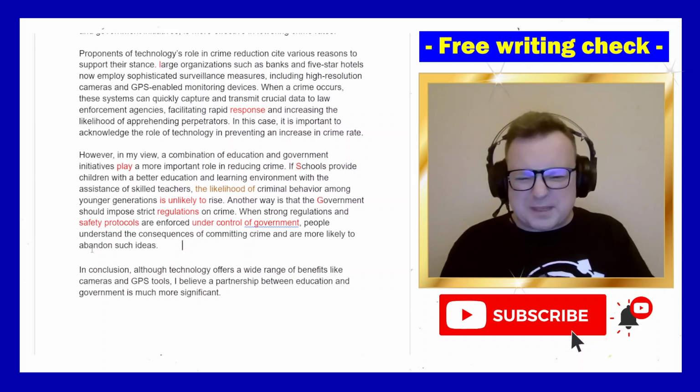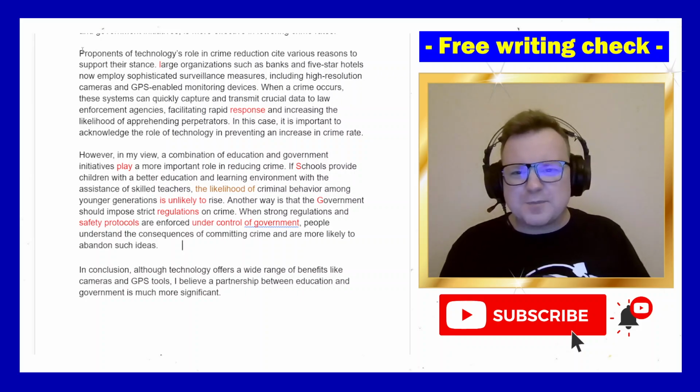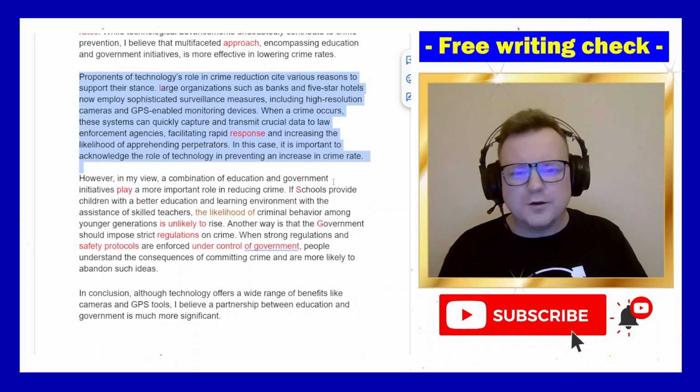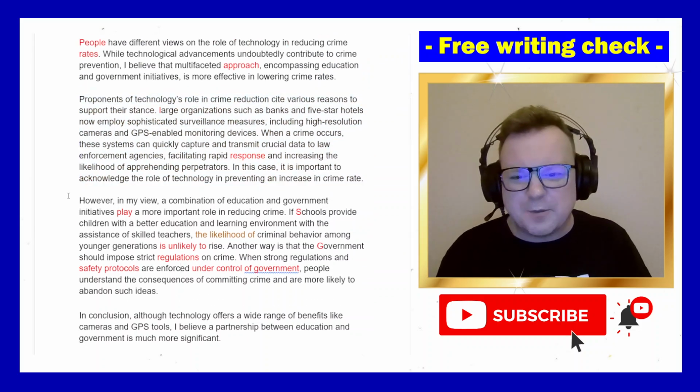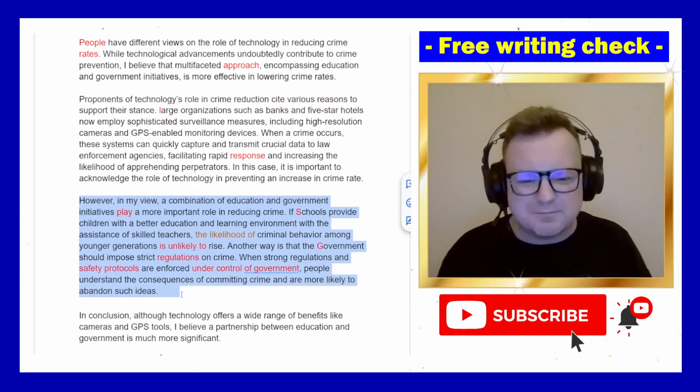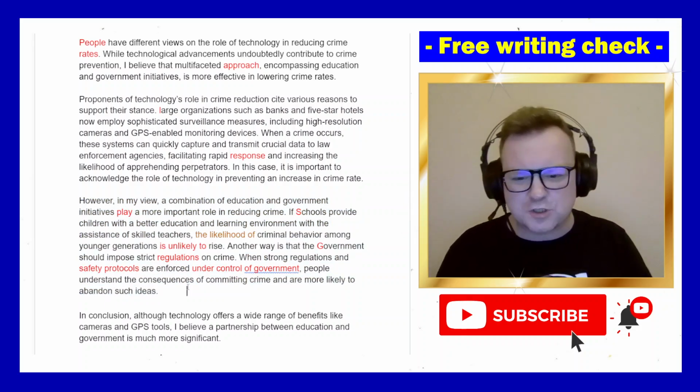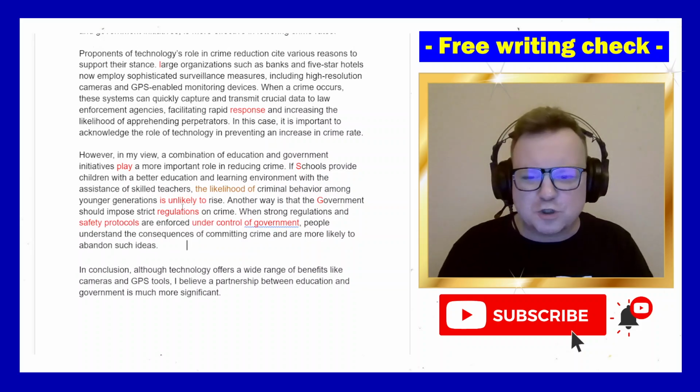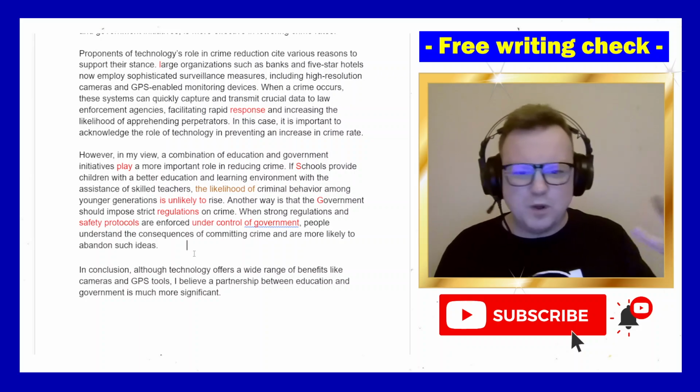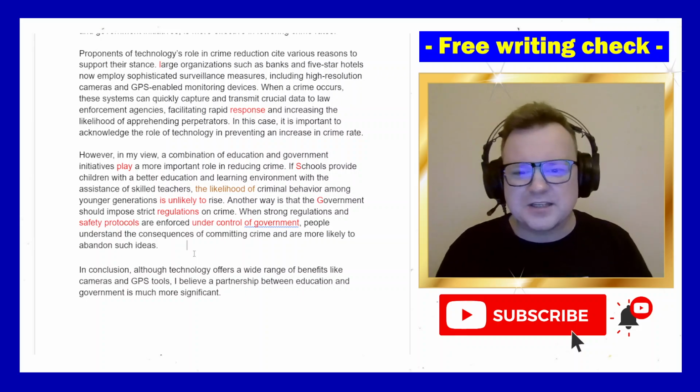Yeah, it's just a bit too basic there. So we had a very nice paragraph. Body paragraph 1 was very well explained. Now body paragraph 2, I'm left with questions, right? What do you mean regulations on crime, and what are these safety protocols that the government can impose, and how will that lead to people abandoning such ideas?